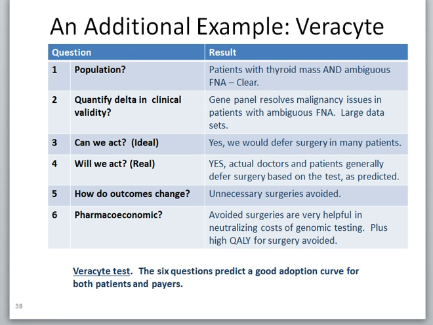Can we act? Well, ideally, we would be able to defer surgery. If you don't have thyroid cancer, you don't need thyroid surgery. In the real world, will we act? Yes, there are studies that doctors and patients generally defer surgery based on this test as predicted. How do outcomes change? Unnecessary surgeries are avoided. And the pharmacoeconomics, the company has published some studies. The avoided surgeries are very helpful in neutralizing the costs of testing. And you'd probably give a fairly high quality of life value for avoiding a major neck surgery.